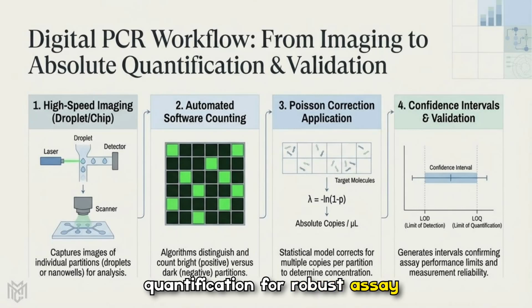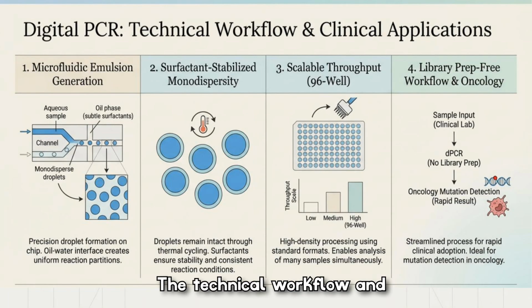The technical workflow and clinical application slide shows how microfluidic droplet generation, surfactant-stabilized monodispersity, and scalable formats like 96-well processing come together to support high-throughput, reliable analysis. Importantly, some workflows eliminate library prep, enabling rapid oncology mutation detection that speeds clinical adoption and decision-making.